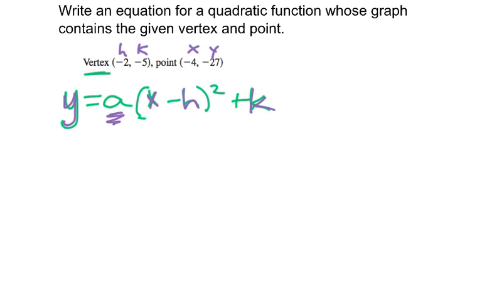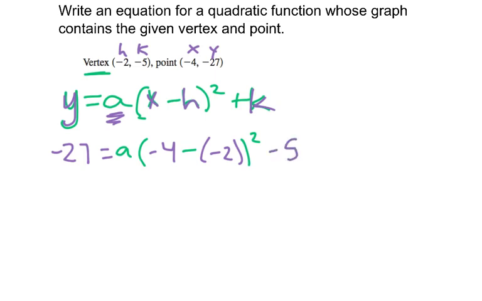We did go over it in Algebra 2 that if we had a b value in here, turns out that we could square root and move it out, and it would become an a value. So really, the b value ends up not being used very often, and so we are just looking for that a. So, in that case, if we fill in each of these pieces, our y value is -27, keep the a. Our x value is -4, and we'll subtract the h value, which is -2, have a squared, and then our k value of -5.